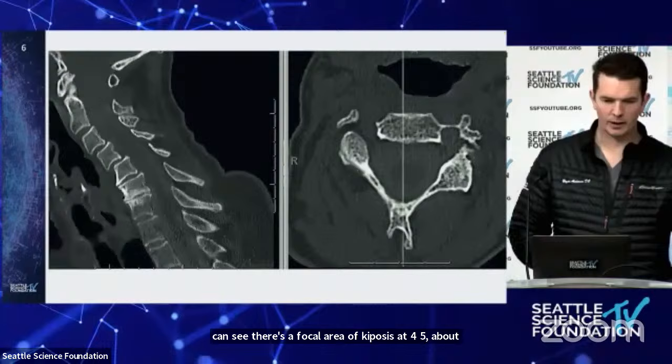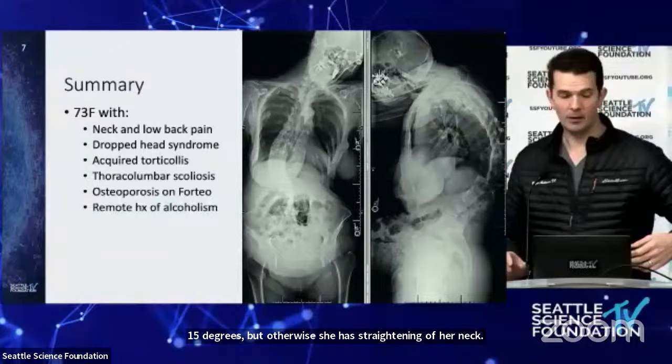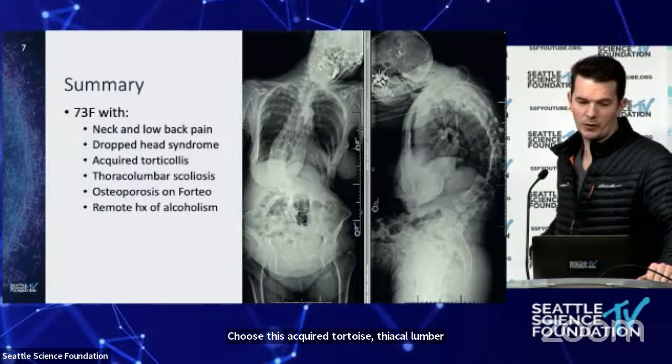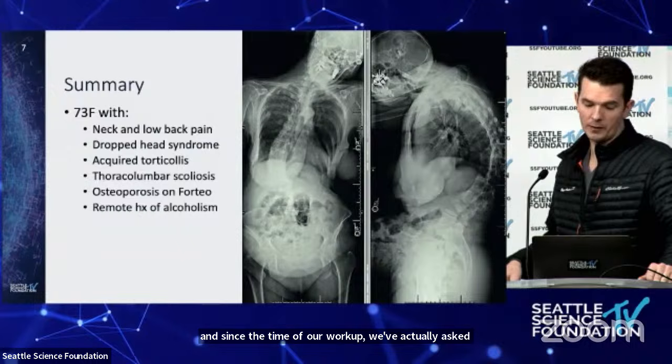So in summary, we have a 73-year-old female with neck and low back pain, dropped head syndrome. She has this acquired torticollis and thoracolumbar scoliosis, and since the time of our workup, we've asked her to switch over to Forteo, which she's been on for about 6 months. She also has a remote history of alcoholism, which she's been abstinent for. So we come to our treatment.